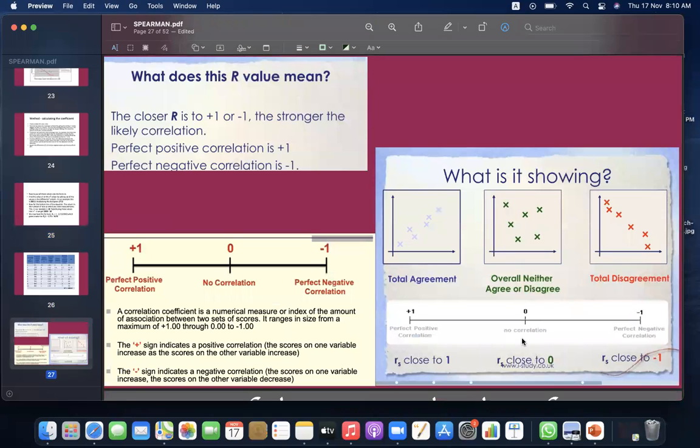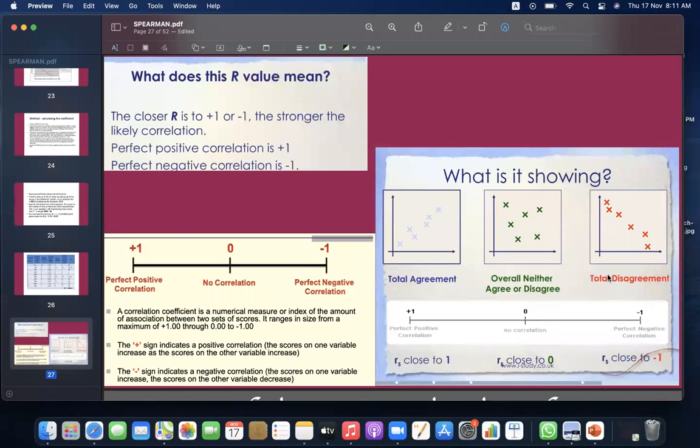So what does this R value mean? The closer R is to positive 1 or minus 1, the stronger the likely correlation. Perfect positive correlation is positive 1, perfect negative correlation is minus 1. What is it showing? Here this is also represented in the form of a graph.